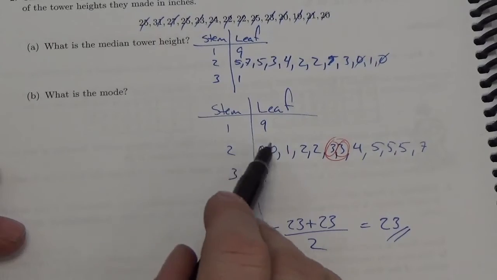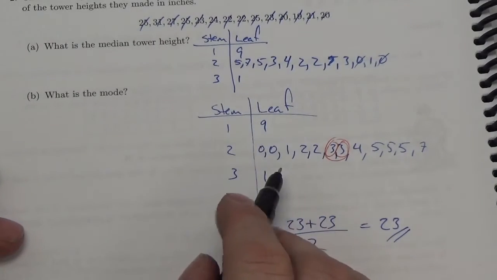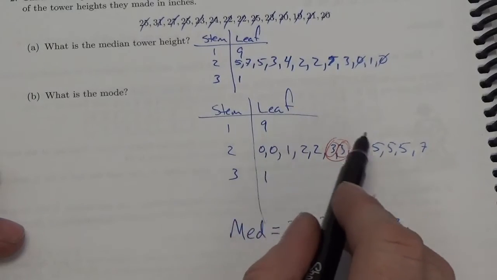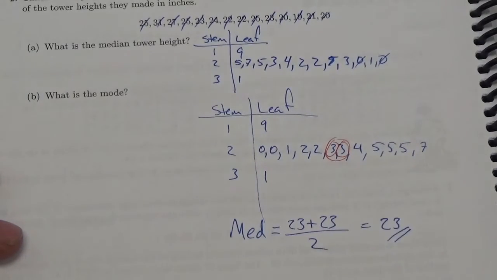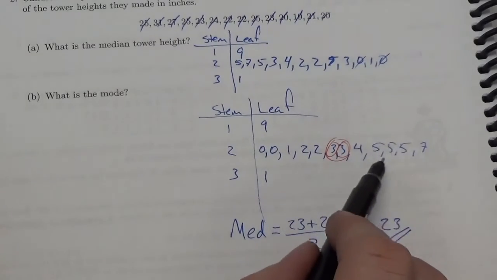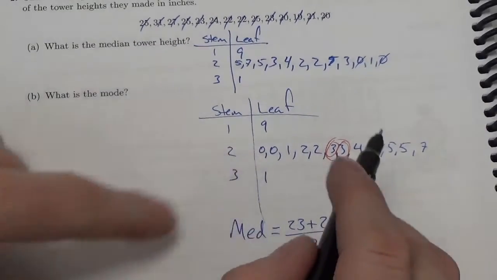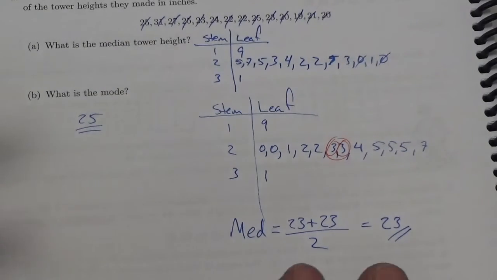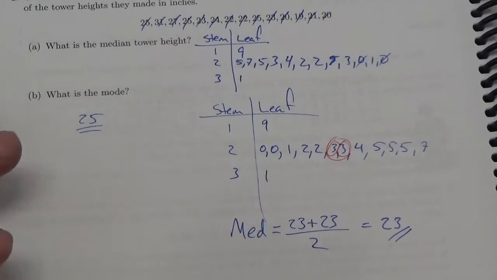Now notice I've got 2 zeros, 2 2s, 2 3s. That indicates that this might be even trimodal data, but the 5 actually shows up more frequently than all of them. It shows up 3 times. So that means the number, not 5, but 25 has got to be my mode. It shows up 3 times. Okay, so those are the things you have to consider, and that's how you want to approach it when you're looking for median and mode.